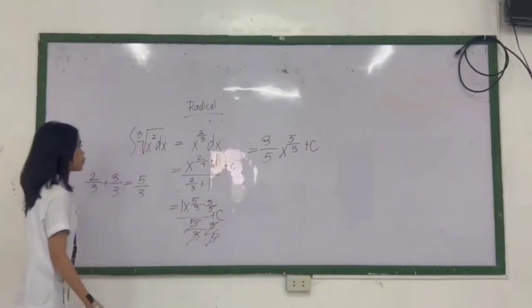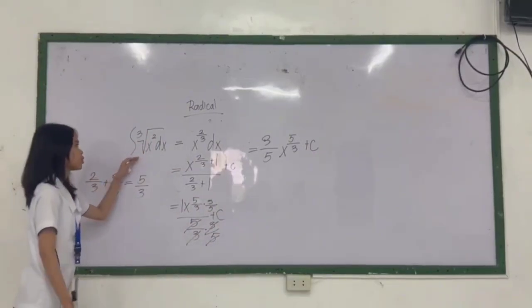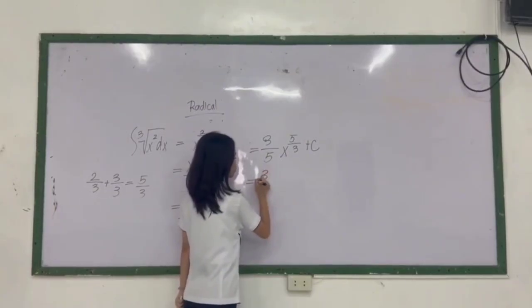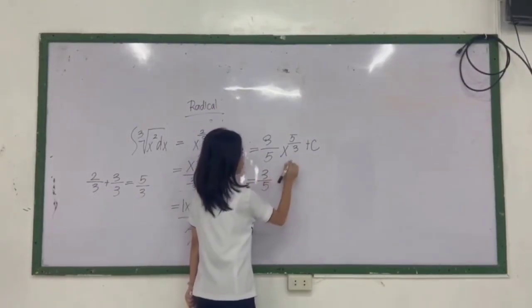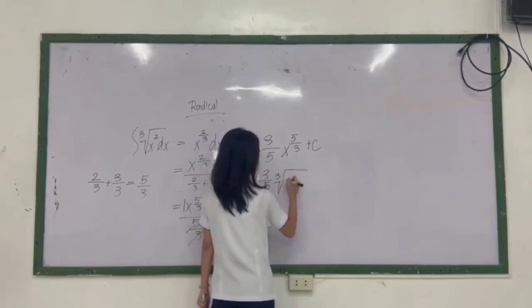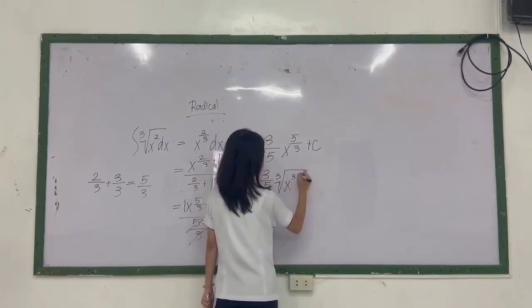But if you want to bring it back to its original state, which is in radical form, copy 3 over 5, then the denominator 3 becomes the radical sign, and copy x raised to 5, plus c.